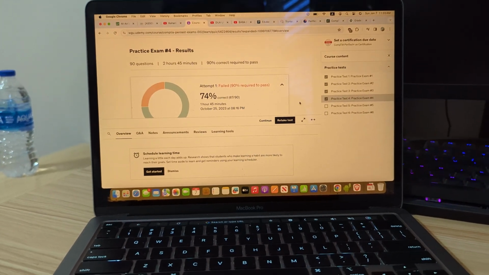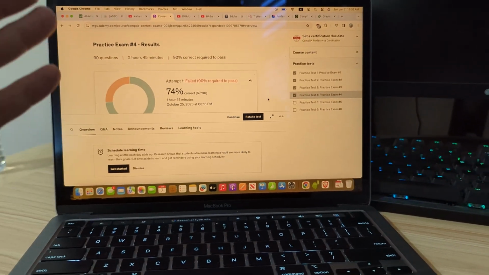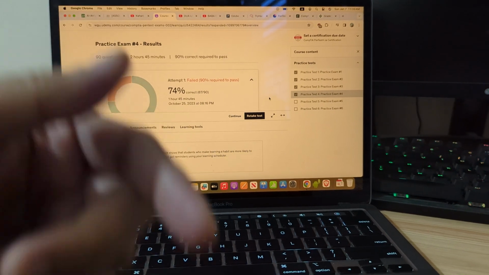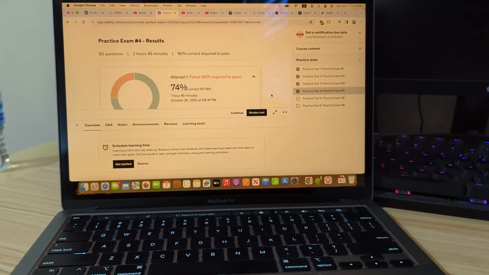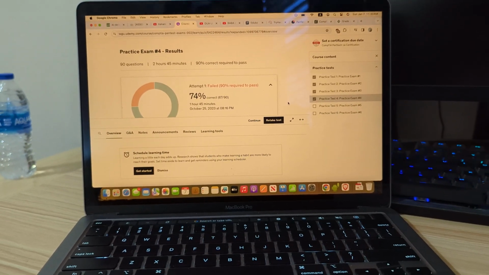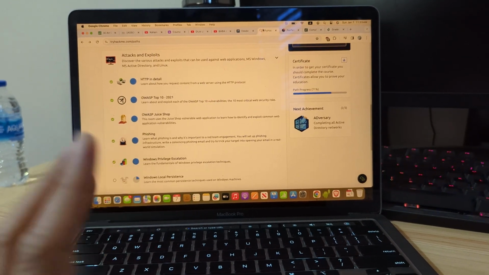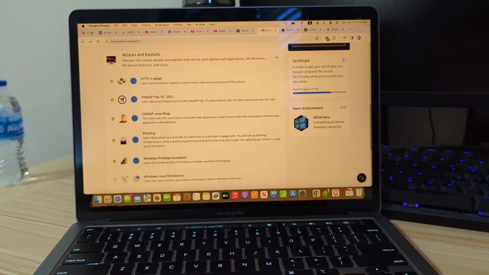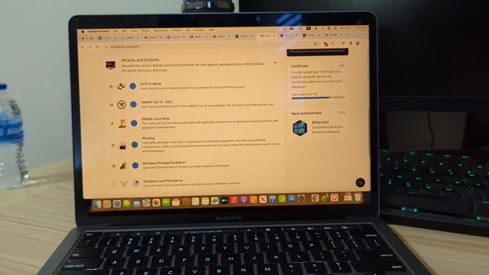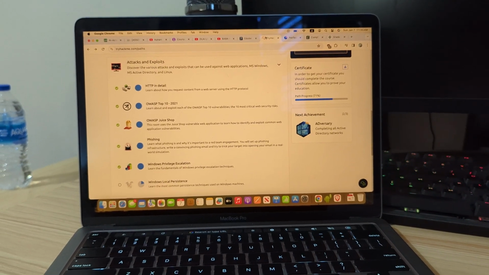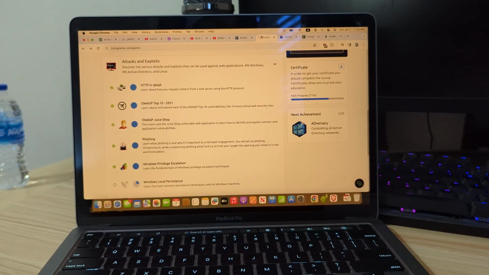So this is the final one that I take, and if I'm doing 70% here, I just go and take the test. So this is how I passed CompTIA PenTest. I will strongly recommend going through Try Hack Me if you can. If you can spend that money, spend it. Hands-on is the best.